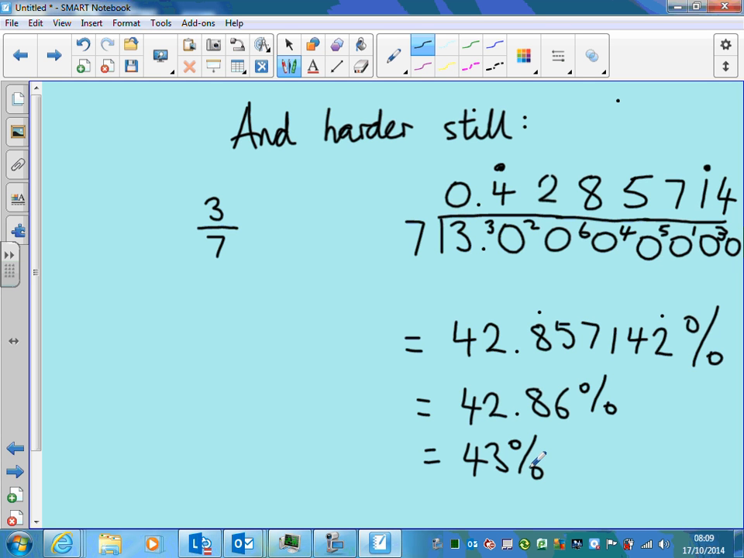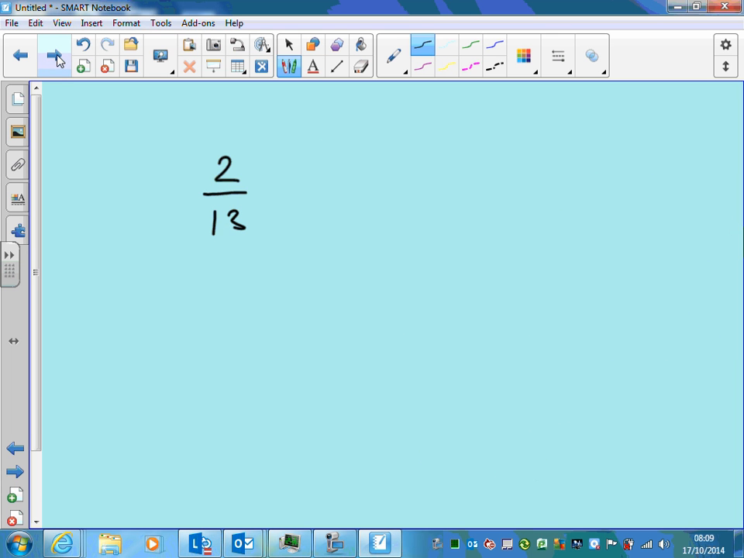But that's how we can turn any fraction into a decimal and percentage, by treating it as a division problem. Let's do another one. 2 over 13, that means 2 divided by 13. Does 13 go into 2? Of course it doesn't. So we'll put our decimal point and a 0 there. We haven't used the 2 at all, so we carry it across.